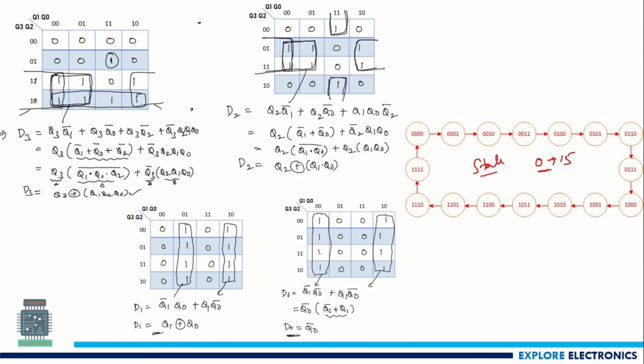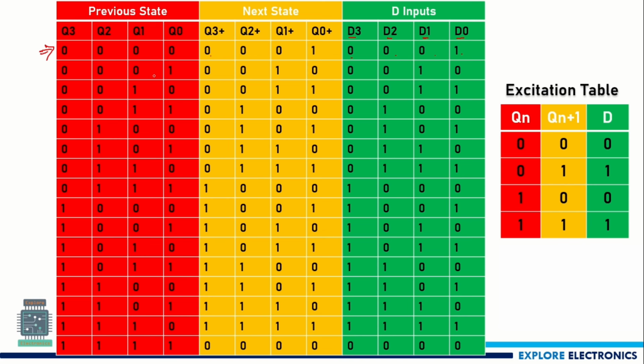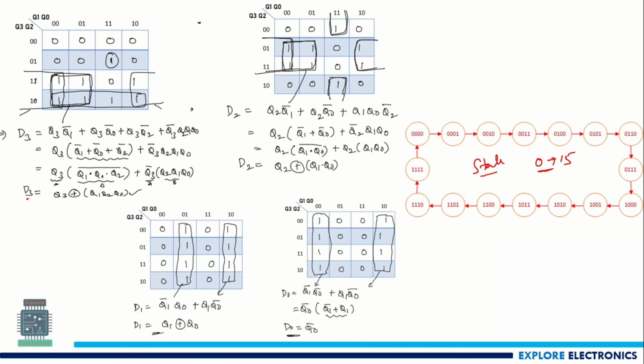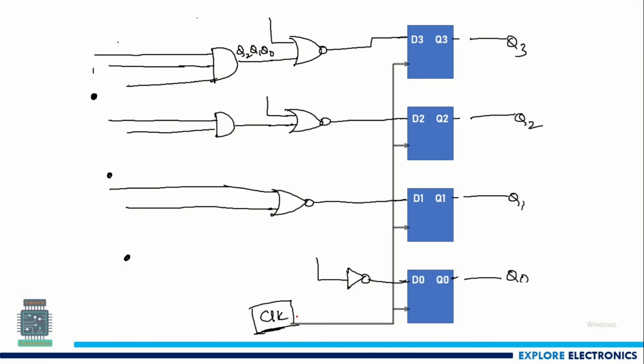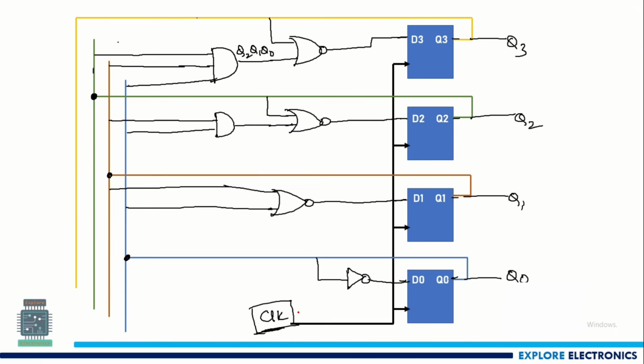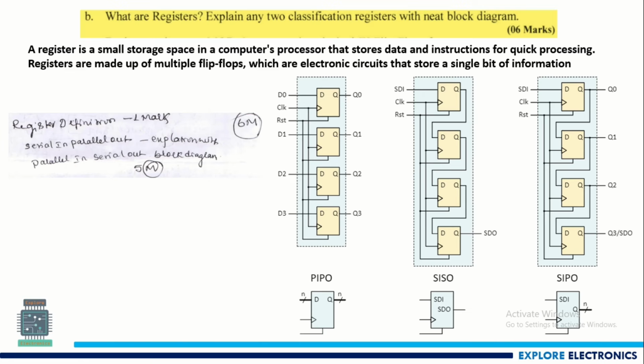I have taken a 4-bit counter here, and by looking at this, the next state, D inputs and all, you can generate what the values of D3, D2, D1 and D0 should be, and you can connect these in a diagram like this. This is the implementation of a counter using D flip-flop. You can use any flip-flop and design the counter. There is a separate video on this also. You can refer to that for more information.